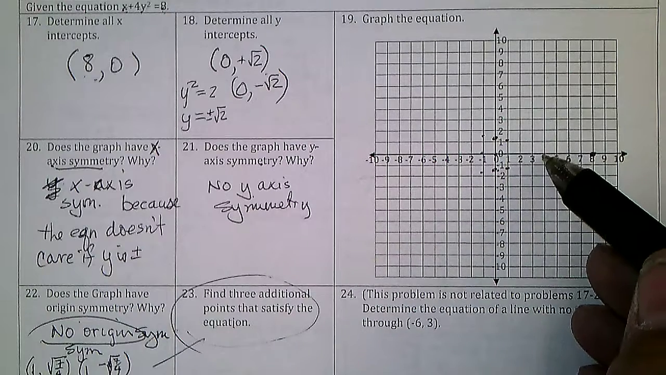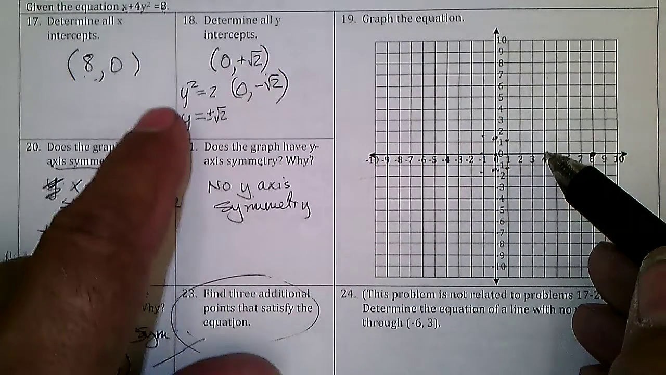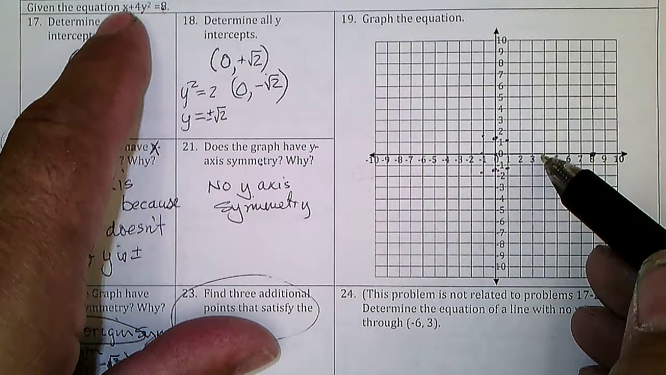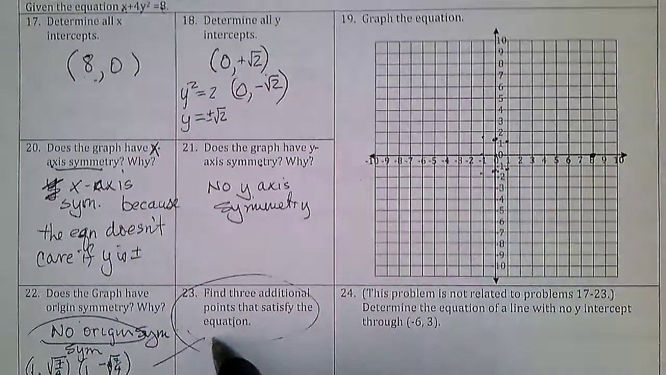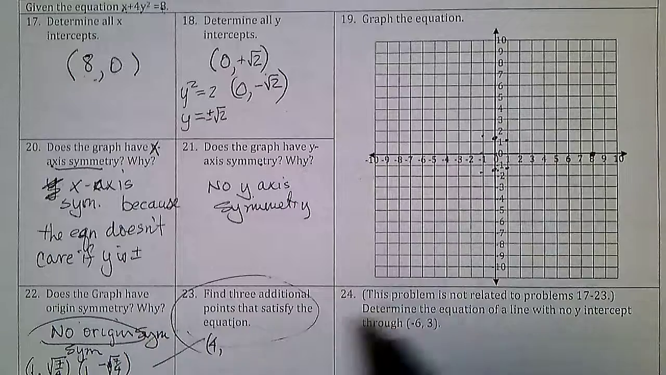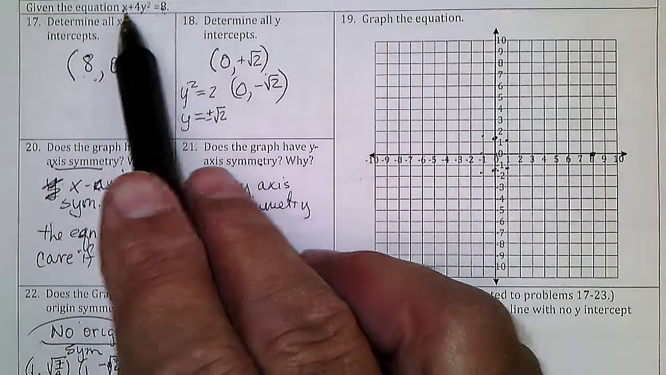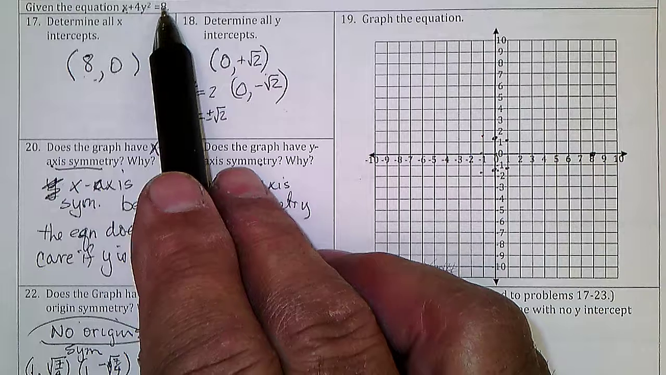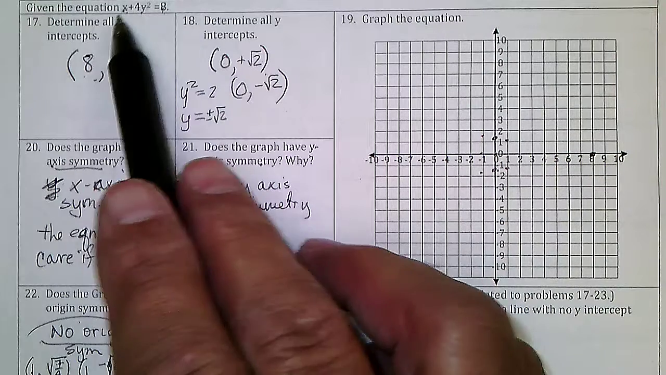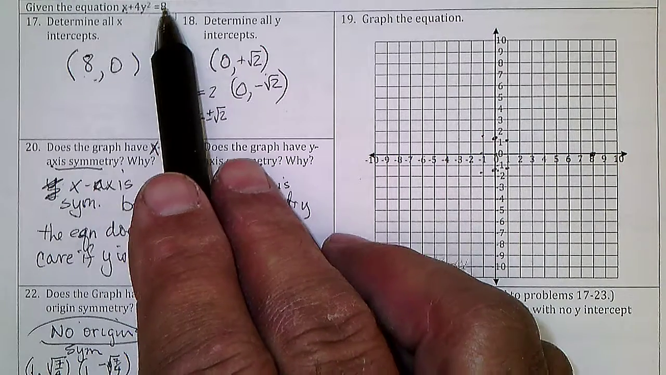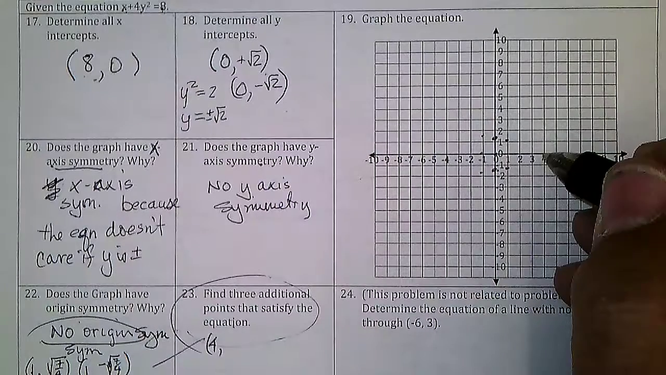Now we could put in, say, 4, just for instance, 4 for x. I'll just put in 4 for the x and get some extra points here. If I put 4 in, subtract that, and that would leave 4 over here. If I subtract 4 from both sides, divide by 4, I get 1, and y would be plus or minus 1.